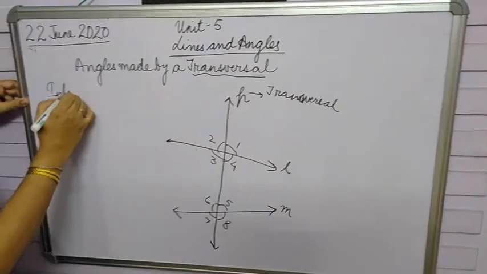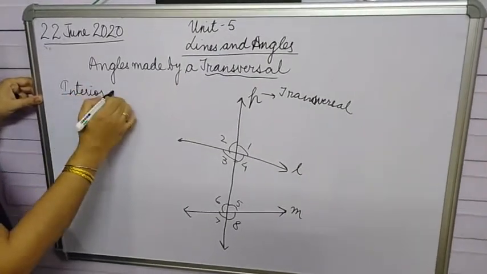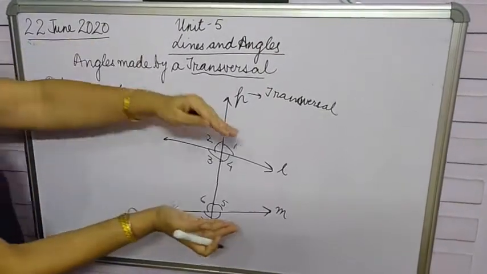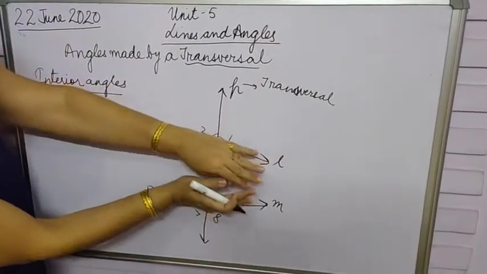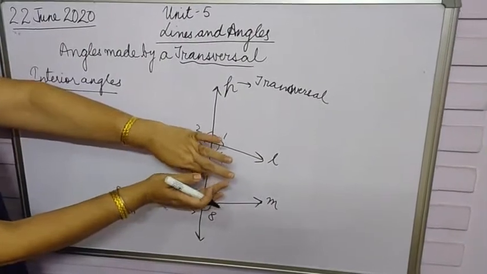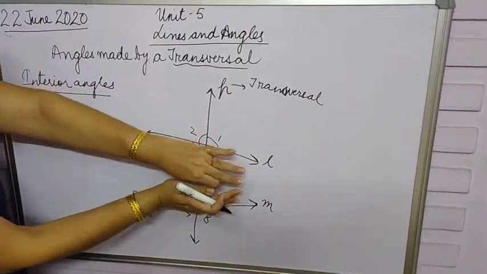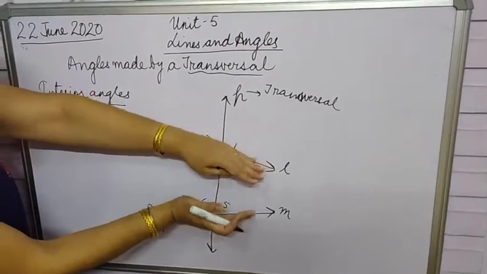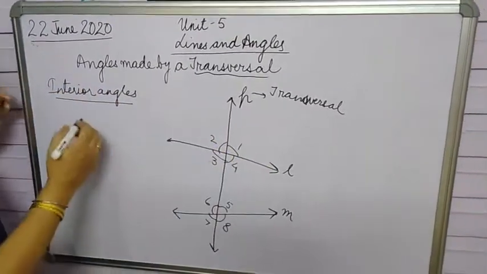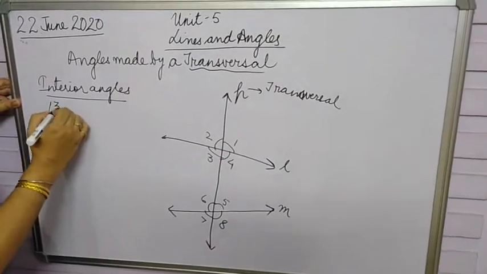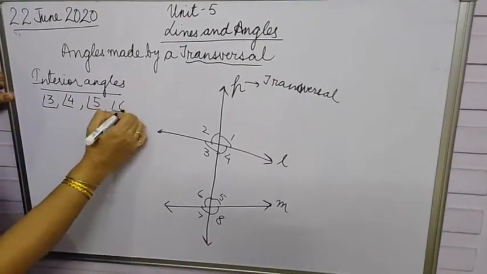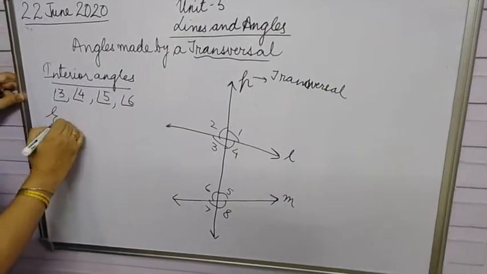The first one is interior angles. Now what are interior angles? The angles which lie in this portion. Interior means अंदर. अंदर मतलब इन दोनों lines के अंदर. So whatever angles are formed in this segment, in this part, in the interior, those are interior angles. So what are the interior angles here? Angle 3, angle 4, angle 5 and angle 6.